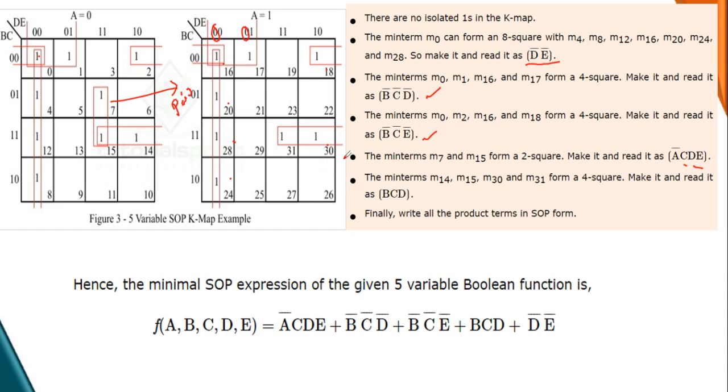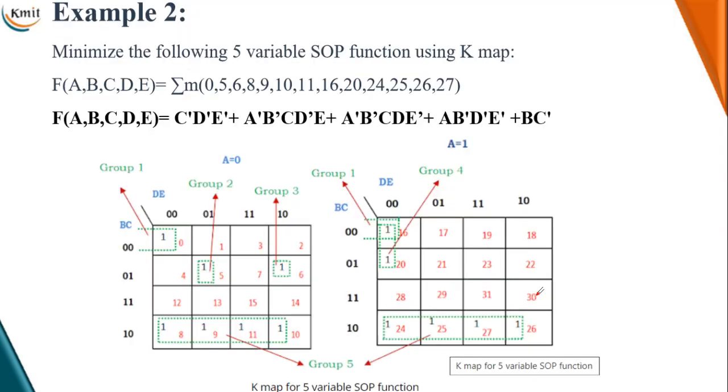The D variable, which is assigned on these two columns, is 1, 1, so D will be there in the product term. So the summation of all the product terms will give you the minimal expression. So pair grouping, the 2 square adjacency, is A bar C D E. Now quad grouping: B bar C bar D, B bar C bar E, and B C D, along with an octet formation, D bar E bar, is the minimal expression.